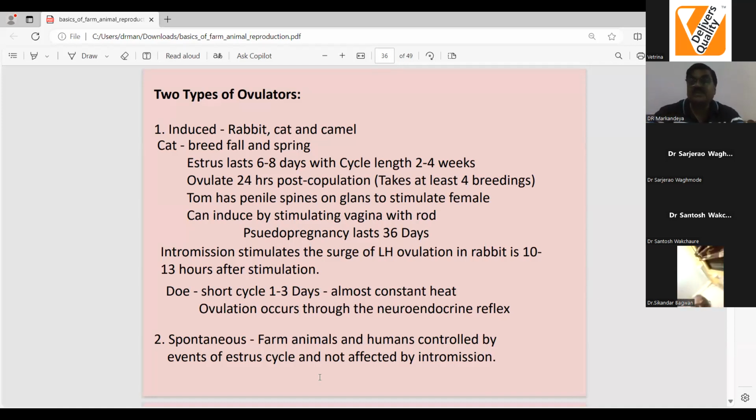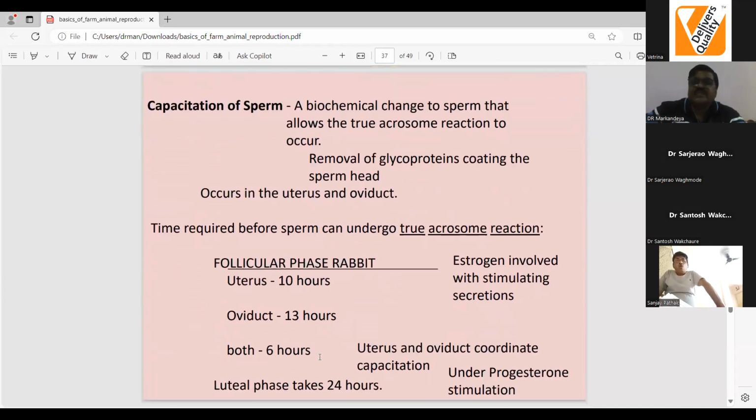This is number one. Number two, it will go for ovulation. LH will bring about the ovulation, and LH will bring about luteinization of the ruptured Graafian follicle. So that is the ovulation, and that ovulation is a normal event in the animals. Next one.